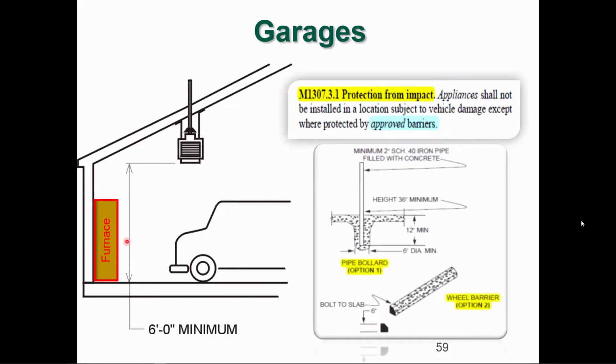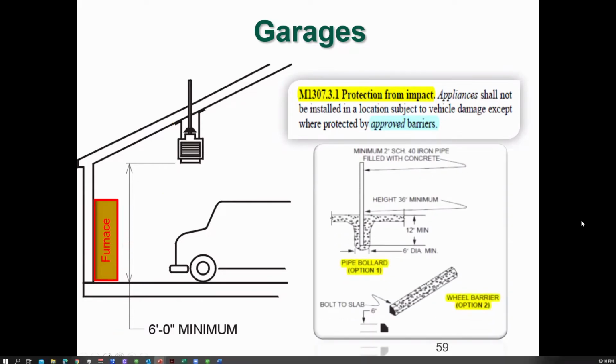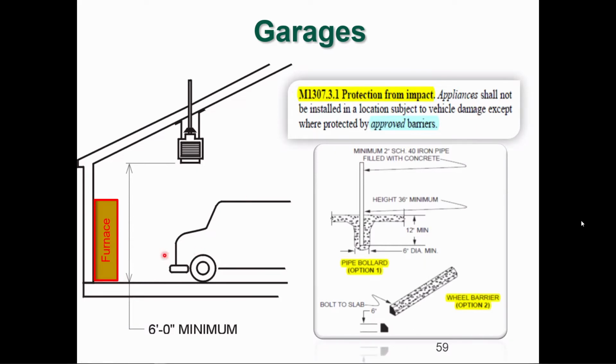Right? Not only can you put a pipe bollard over there, but you've got to be careful, right? Because you can't block the service side of a furnace or a boiler, right? Maybe you could put a couple of pipe bollards in, with some angle iron going across, like removable pieces of angle iron. We do that in commercial all the time. However, look at this option.